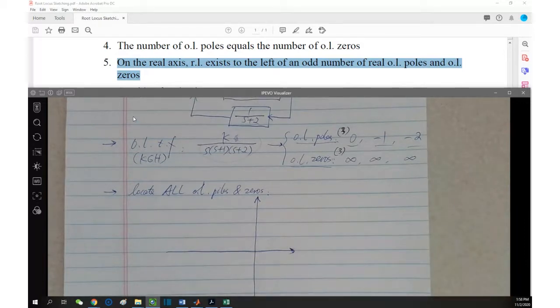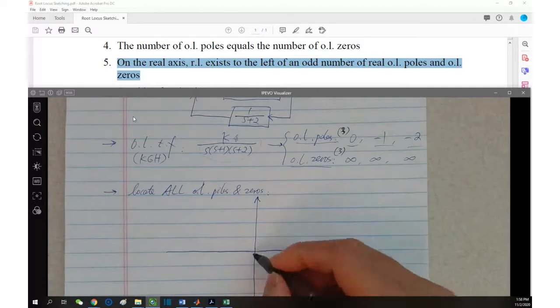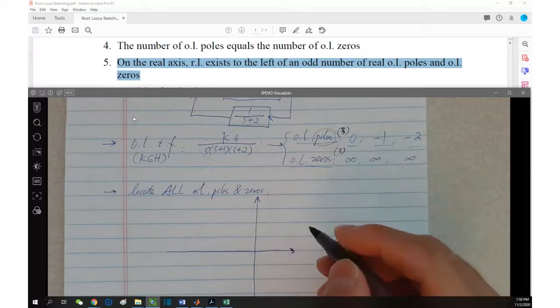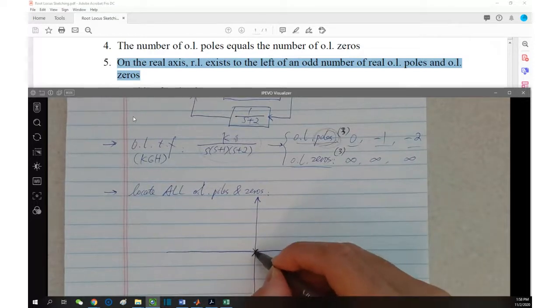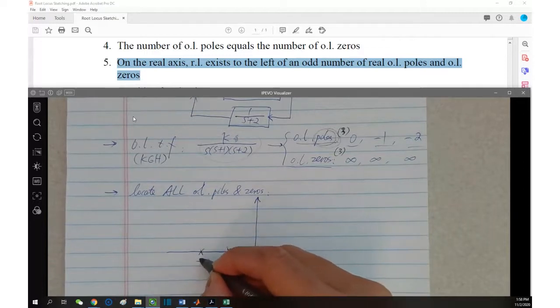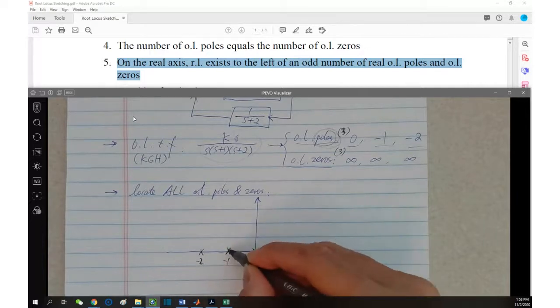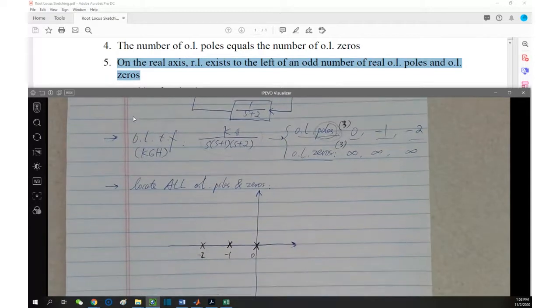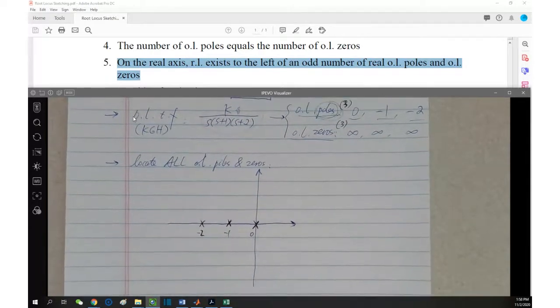Open loop zeros are 3 infinity. We don't need to do anything about them. However, open loop poles, we need to label them: 0, -1, and -2. They're poles, not zeros. So the symbol is what? Cross. 0, -1, and then -2. 3 poles represented by 3 crosses. And then go back to number 5.